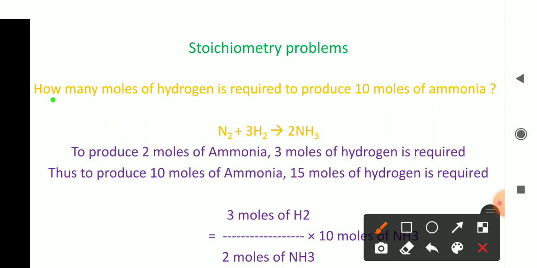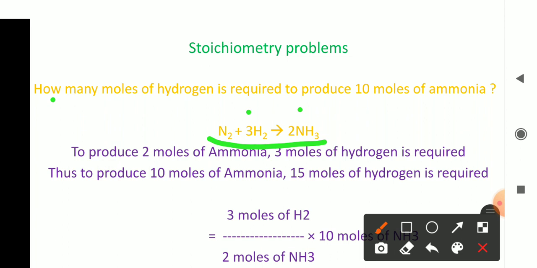Dear students, whenever we have to solve problems based on stoichiometry, we should know the balanced chemical equation. Without knowing the balanced chemical equation, we cannot solve a problem based on stoichiometry. So for solving this problem, we have to be familiar with the chemical equation which represents the synthesis of ammonia. We know that when nitrogen reacts with hydrogen, the product is ammonia. Look here, it is the balanced chemical equation. N2, 1 mole of nitrogen reacts with 3H2, 3 moles of hydrogen, and forms 2NH3, 2 moles of ammonia.